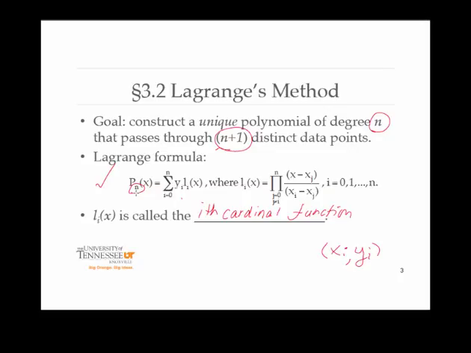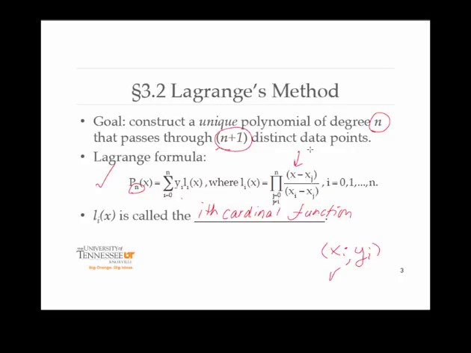First of all, each one of them, the ith one, is called the ith cardinal function. The formula for the ith cardinal function is given here. It's a simple product. It's a product of these terms, x minus xj divided by xi minus xj. Now, what are these xi's and xj's? Remember, those are particular x coordinates of the data. And x is just your independent variable.